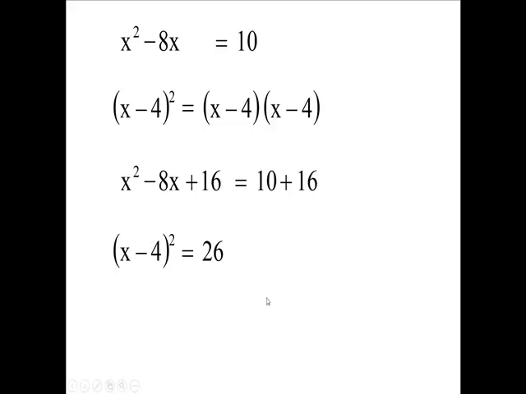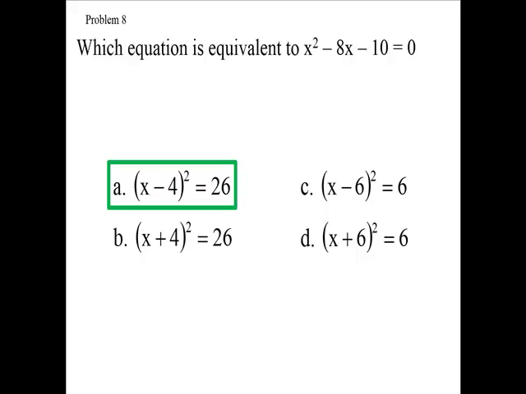And now we're getting closer to one of our answers. In fact, that may be one of the answers there. Let's go look. Yeah, answer A. That is the answer to this problem here. We call that completing the square. Now, you say, well, so what? So what's the use of this? Well, let me just show you.